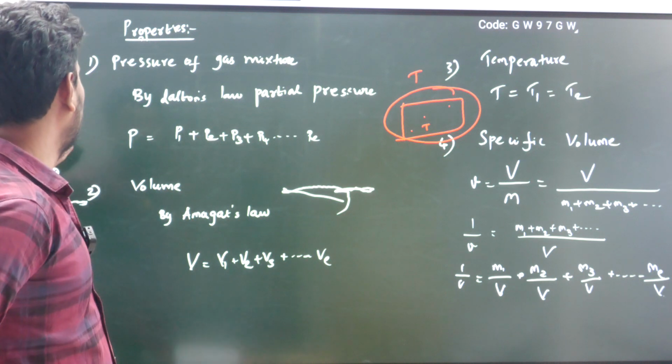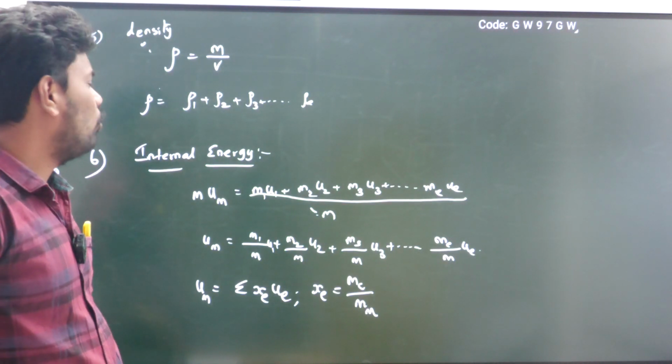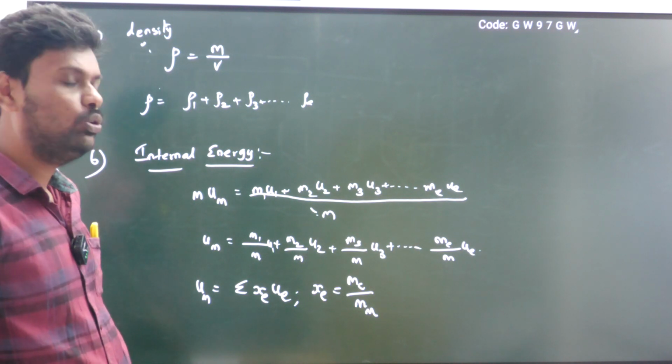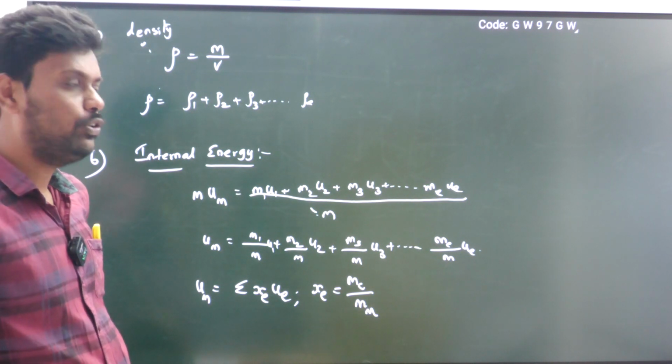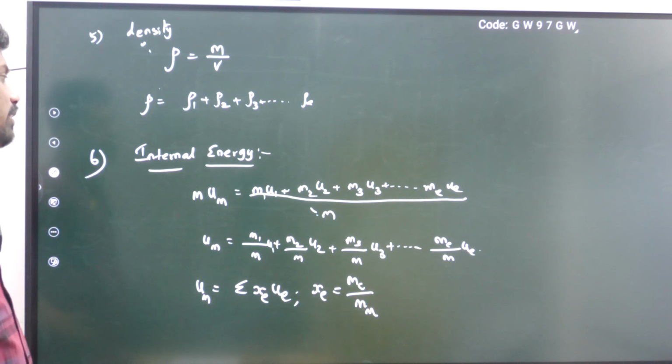Next one, density. As we already said, density rho is equal to mass per unit volume. If you want to find the density, you can add all the gases' densities. So rho is equal to rho 1 plus rho 2 plus rho 3 plus etc.